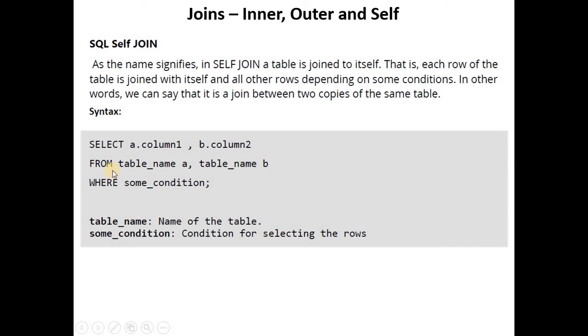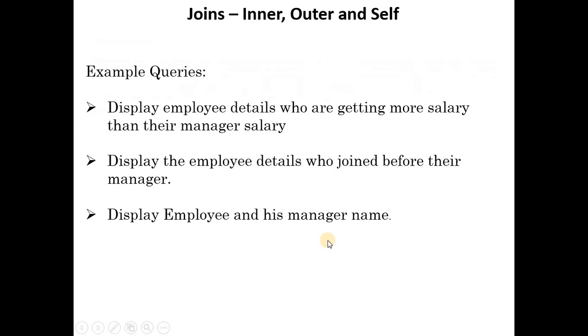The syntax is like this: select A.column1, B.column2 from table name A, table name B, where some condition. Join the same tables with some condition and display these columns from the joined table, right? And this kind of self join we can see in these instances. Display employee details who are getting more salary than their manager's salary.